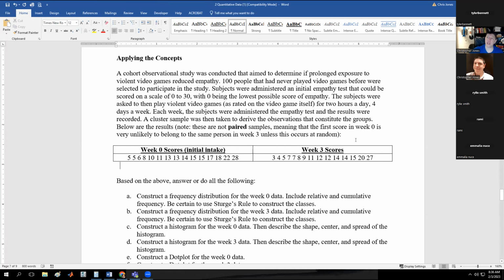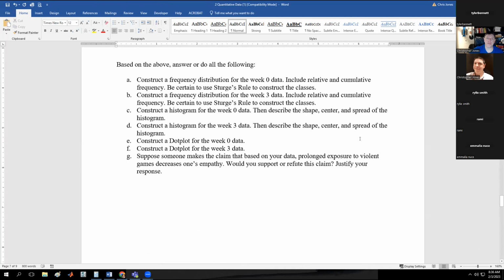All right, folks, what I'm going to do is construct a frequency distribution for week 0. Then I'll construct a histogram for that, and then I'll construct a dot plot for that. And I'll also post the solution to all of this online, probably in the same place where I post the link to the videos, so that those of you that want to see all of it can. But just because of time, I'll only go through these two.